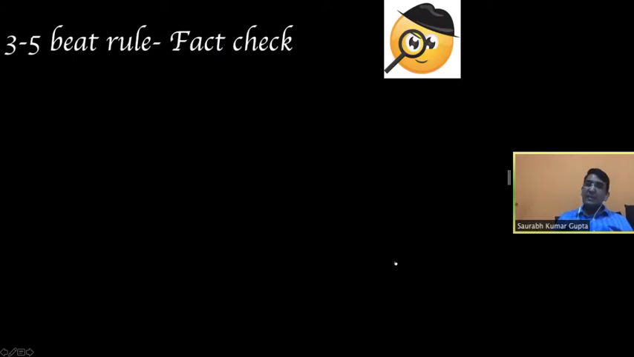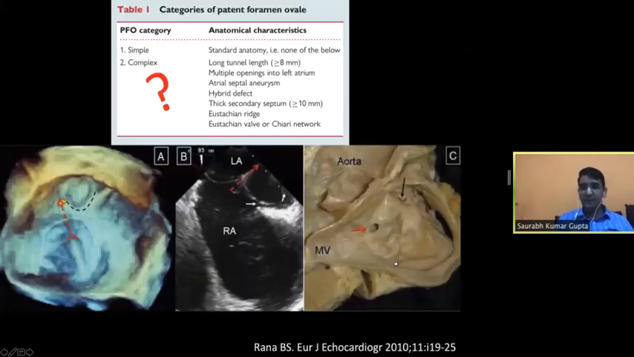Now, as I just mentioned, there is a lot of hype about the 3 to 5 beat rule. The 3 beat rule was later challenged, and people started using the 5 beat rule to differentiate between intrapulmonary, intracardiac and extracardiac or intrapulmonary shunt, and that is how it was named the 3 to 5 beat rule. As it is said, in today's time you should check everything. So let's do the fact check.